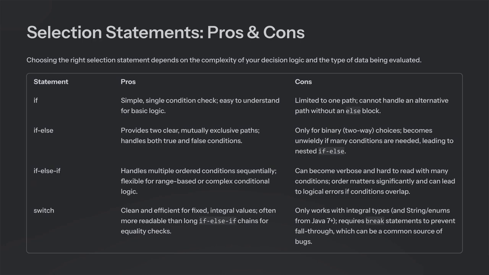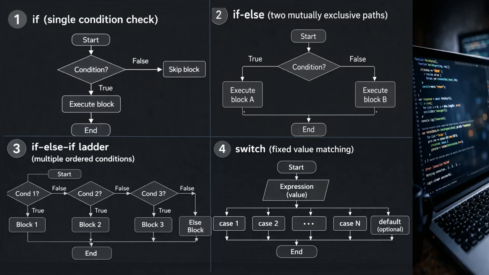Here is a comparison of selection statements. The simple if is great for basic checks, while if-else provides two clear paths. The if-else-if ladder handles multiple sequential conditions, and switch is an efficient, readable choice for comparing a single variable against many fixed values. This flowchart illustrates how different selection statements work.